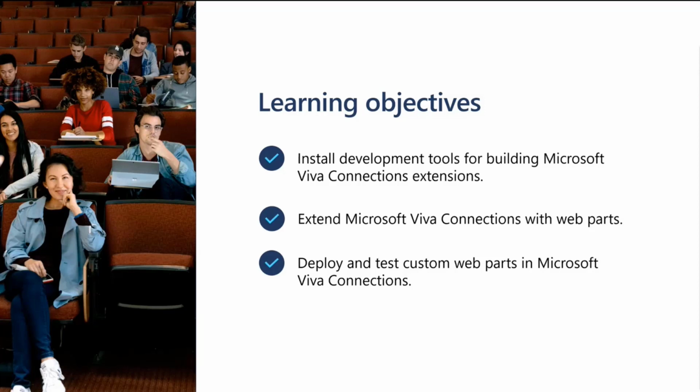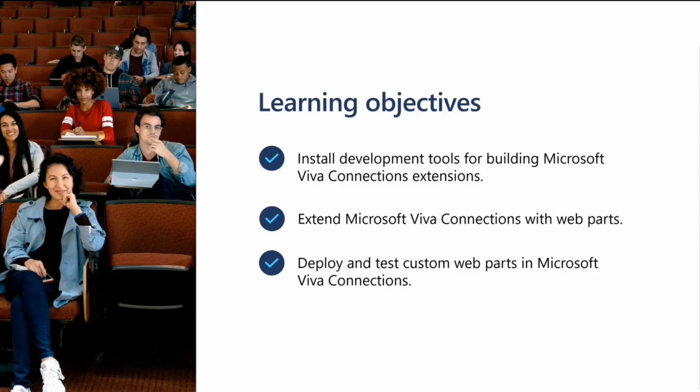You might be super familiar with that already. And we're going to talk about how we extend Microsoft Viva Connections with web parts and deploy custom web parts in Microsoft Viva Connections. So how do we actually deploy those to be available? Just to understand the basics of how this is being done.